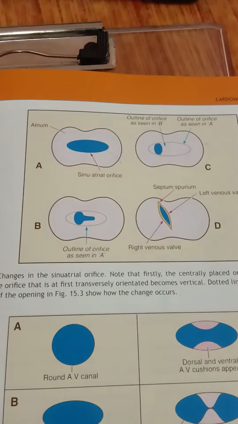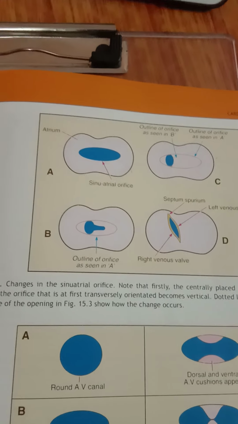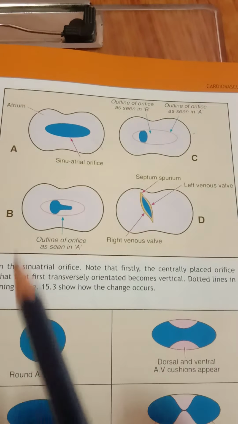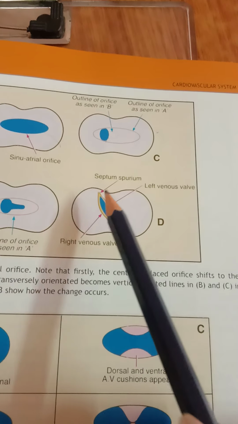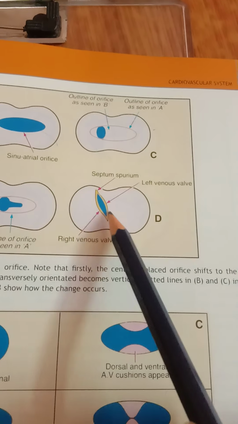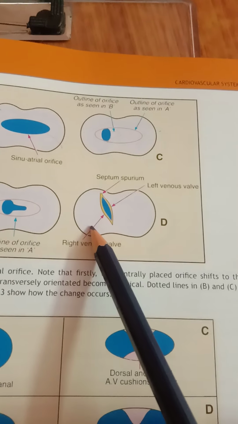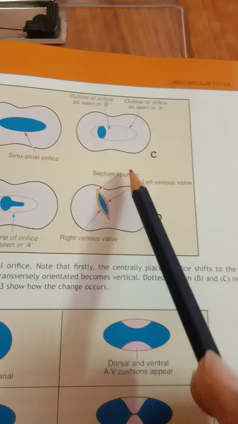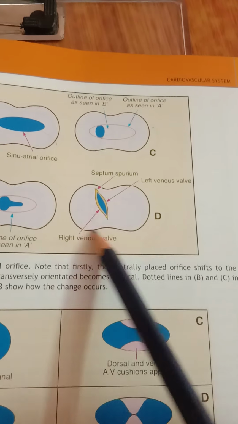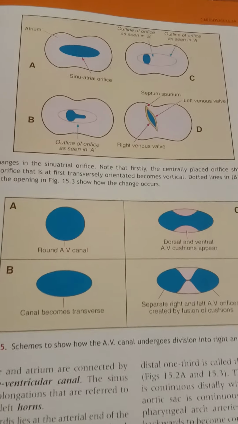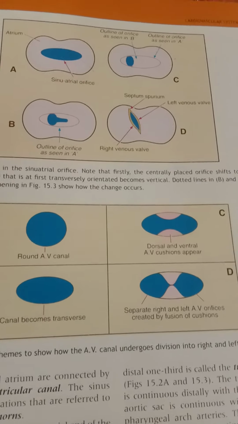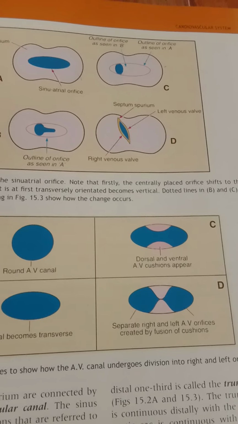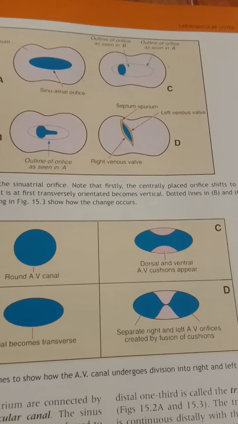And next here also you can see first it is like a transverse structure, now it has become a vertical structure. And now you can see this is the septum spurium which is formed, and this is the left venous valve, and this is the right venous valve. So the left and right venous valves are formed on either side of this septum spurium, and this is the SA orifice. And next, our atrioventricular cushions also start developing on the dorsal and ventral walls. They fuse together to form the septum intermedium.